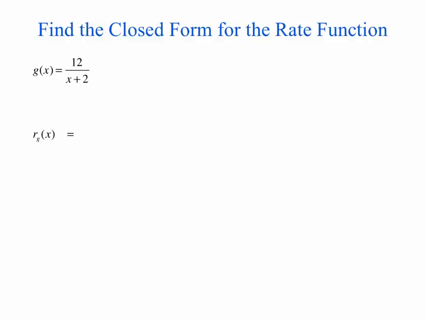Okay. Just use the f of x plus h. And what would it be? So it would be 12 over x plus h plus 2 minus 12 over x plus 2, all over h. Right, we're going to write the rate of change function for this rule. How many people got it before I put it up? Good, good.